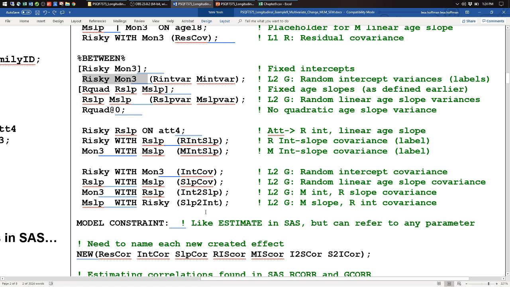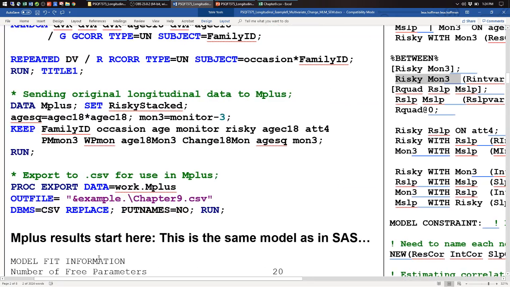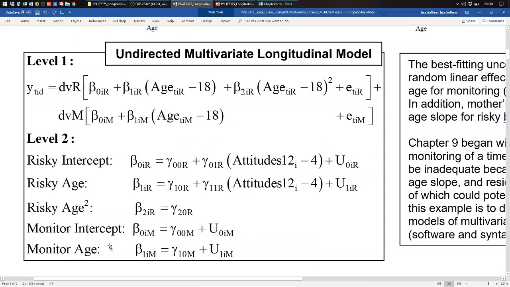The difference corresponds to the idea that the monitor intercept here, this U, represents all the variance there is to be had, whereas the intercept for risky is what's left after controlling for attitudes. So just by listing those two words, based on the rest of the code, Mplus understands whether it's estimating a leftover variance or an original variance. They show up in different places in the output, just to mess with you.